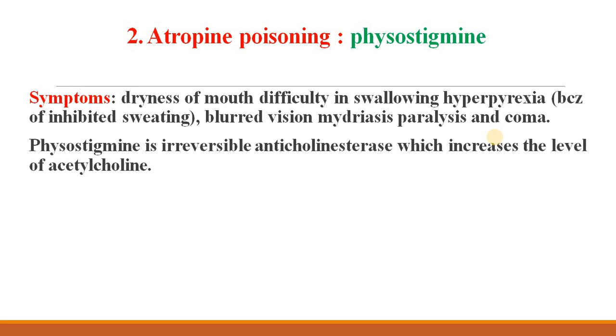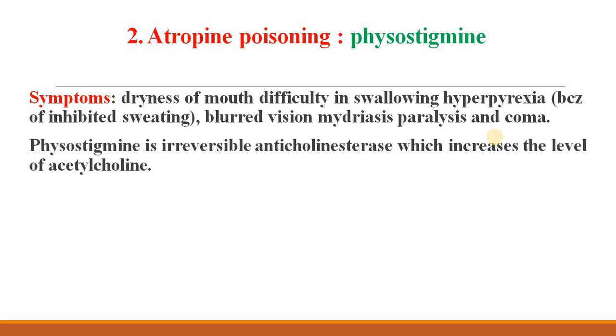So what will happen after inhibition of this cholinesterase enzyme? You must know the role of the cholinesterase enzyme. It will metabolize acetylcholine, causing hydrolysis of acetylcholine into acetic acid and choline, so acetylcholine will not be available. Atropine is a muscarinic blocker, so it has antagonistic action to acetylcholine. If you increase the level of acetylcholine, atropine will not bind to the receptor, and the poisoning will be in control. So that's why physostigmine is given.